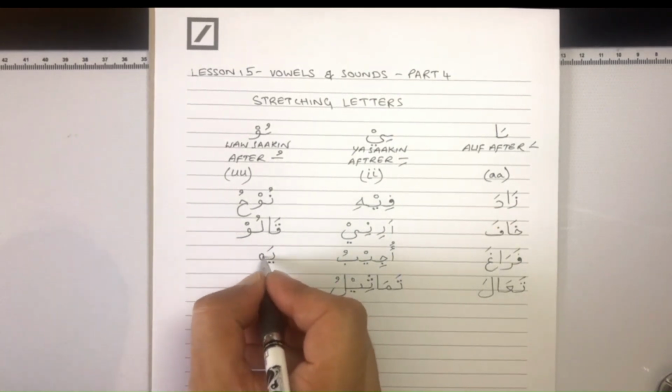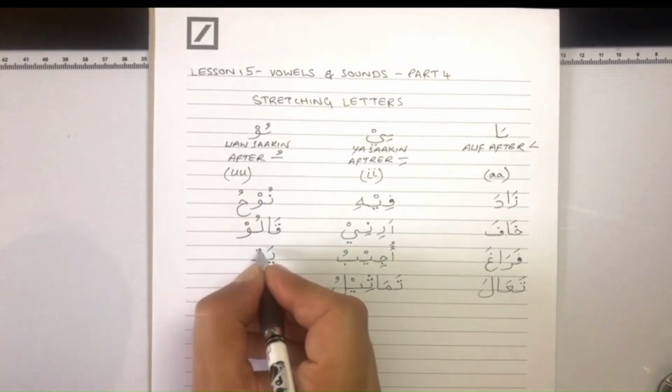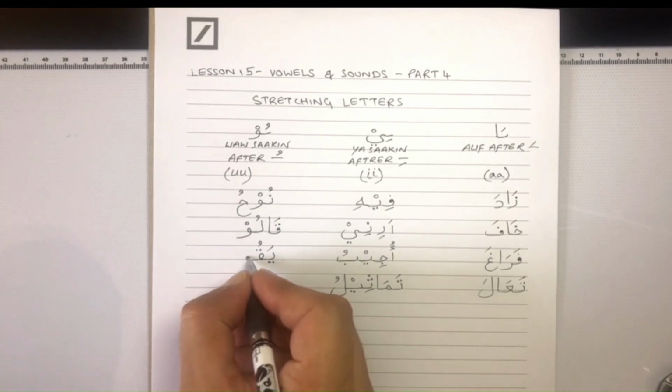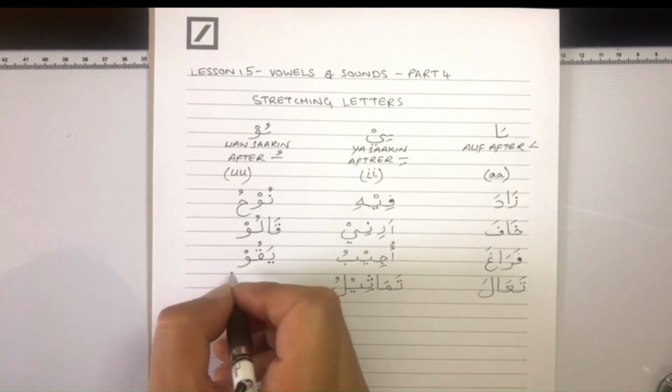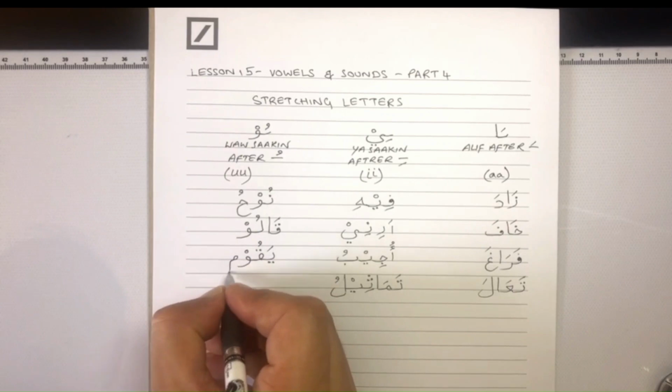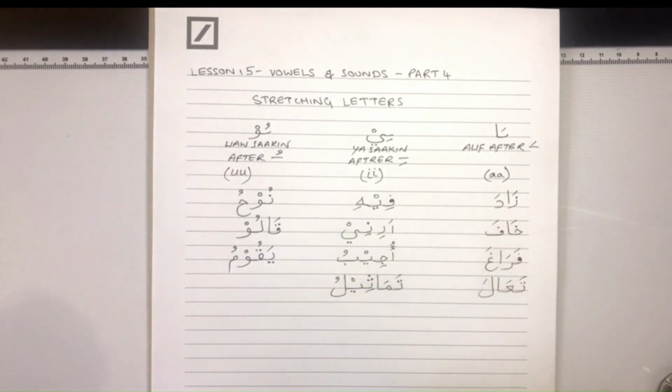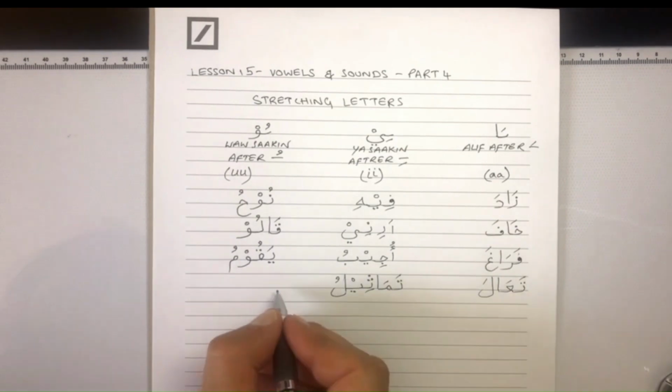Ya with the fatha on it, ya. Qaf with the dhamma on it, ku, yaku. Now waw sakin has appeared, so the dhamma sound is going to be stretched. Yaqoo. Meem with a dhamma is mu. Yaqumu. Let's do one last example now.